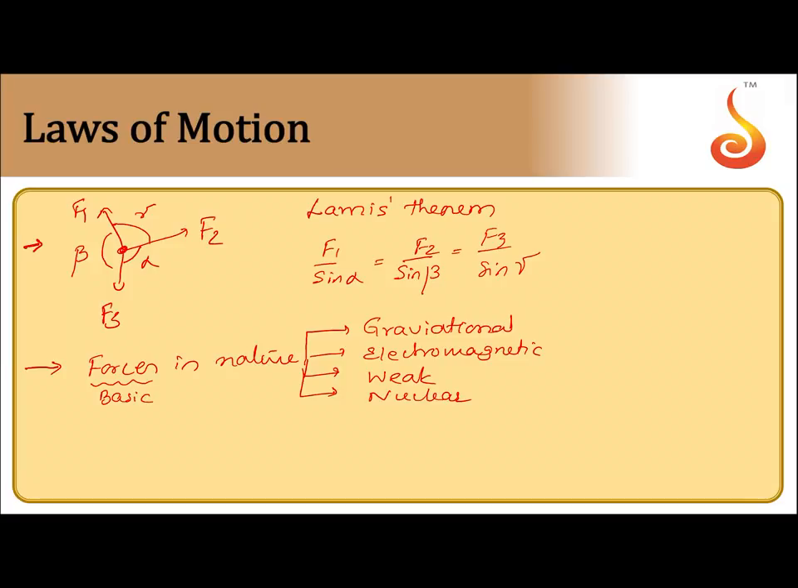Remember, gravitational force is between masses, electromagnetic force is because of charges, weak interactions occur during nuclear reactions, and nuclear forces exist between nucleons which generally are very close to each other. So, these are different types of forces available in nature, classified into 4 different categories. This is a very quick introduction to forces.